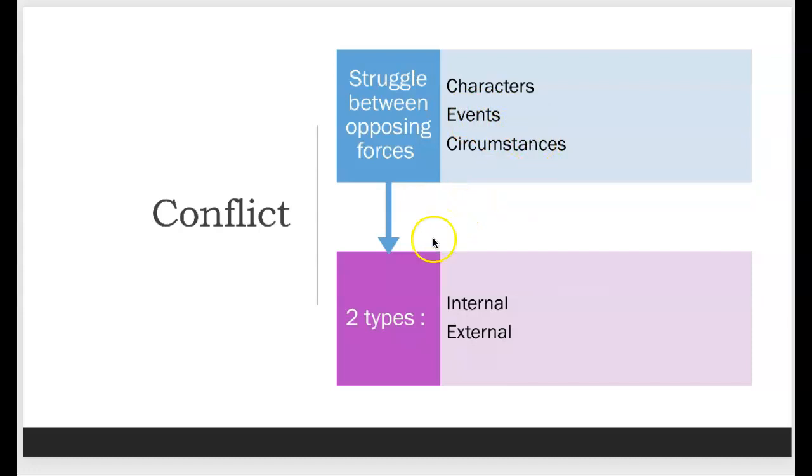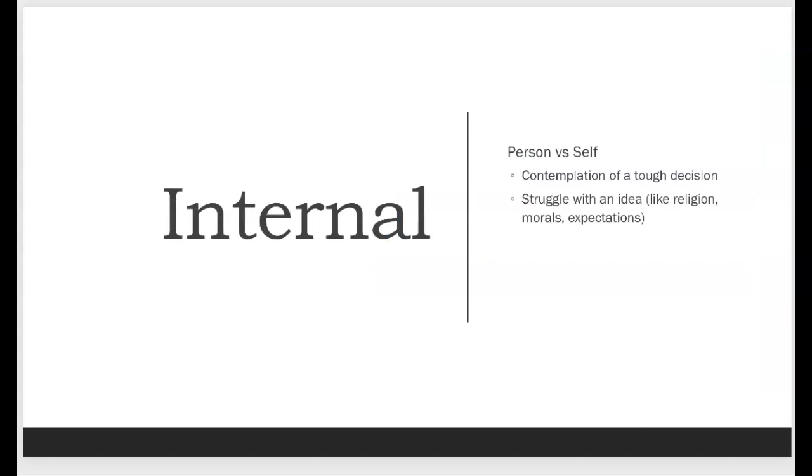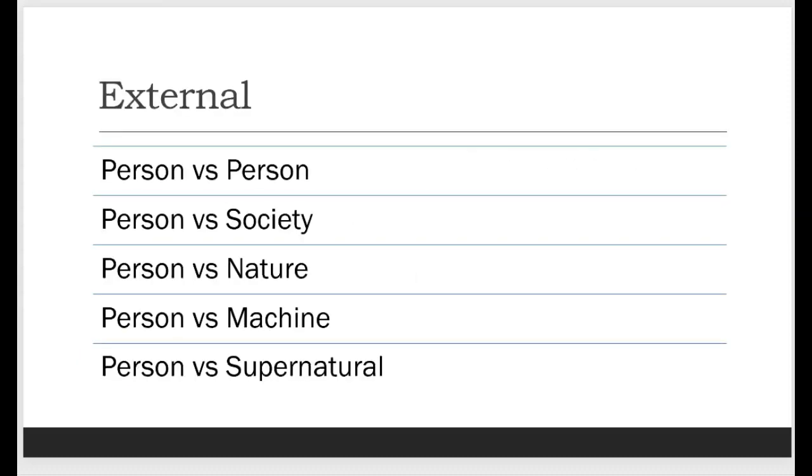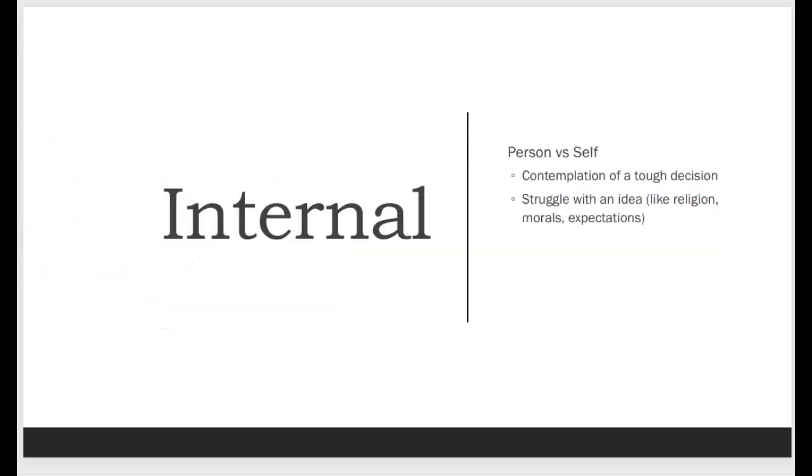And I'm sure that you guys are all familiar with the 2 types of conflict. The internal conflict, which is an inner conflict within a person or a character, where it's person versus self, where there is a contemplation or a tough decision that needs to be made, or where a character struggles with an idea, like religion, morals, expectations. It's all inside. And typically there is going to be both internal and external struggles for the protagonist in every short story. So then, of course, after the internal struggle, you have the external, person versus person, person versus society, etc. So these are all external conflicts, and usually these external conflicts are going to spur the internal, or vice versa.